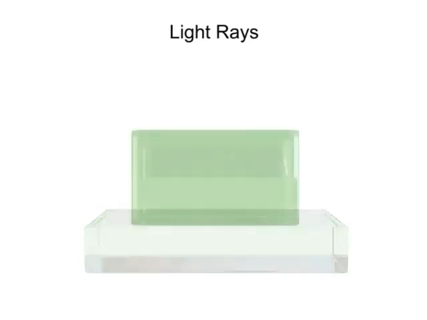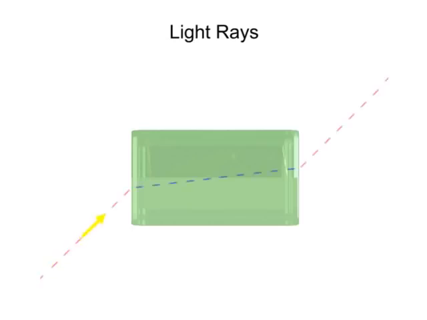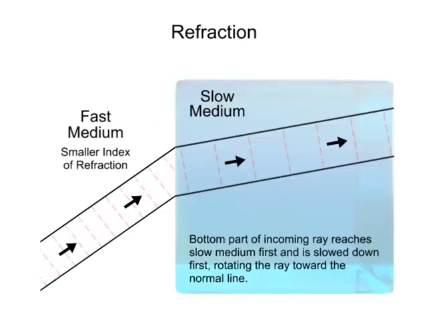If the light enters into a medium perpendicular to the surface, it passes straight through, but at a slower speed. However, if the light beam arrives at the medium surface at an angle, not only will its speed be reduced, but it will bend due to a process called refraction.